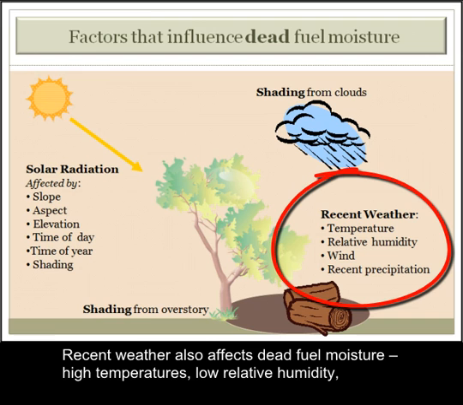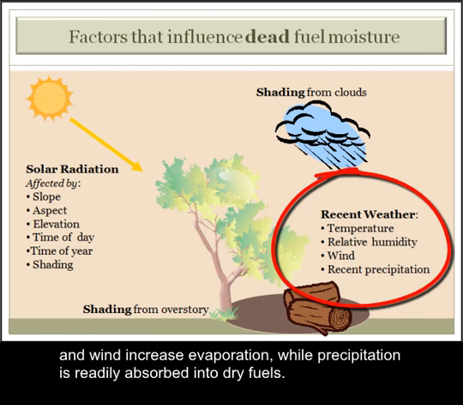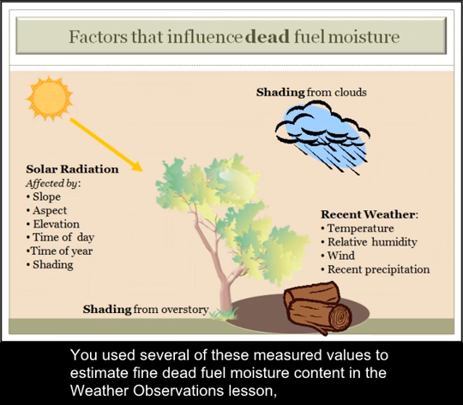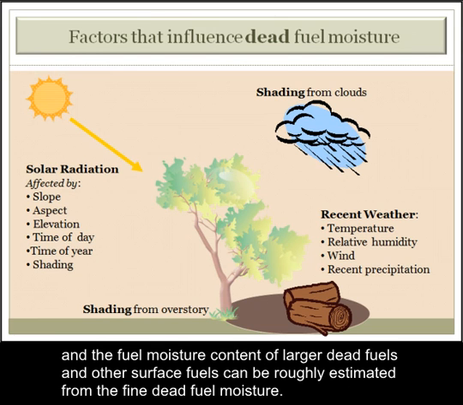Heating from the sun is also affected by the shading over the fuels from clouds and overstory vegetation. Recent weather also affects dead fuel moisture. High temperatures, low relative humidity, and wind increase evaporation, while precipitation is readily absorbed into dry fuels. These variables, such as air temperature, relative humidity, shading, etc., can easily be measured or estimated in the field. You used several of these measured values to estimate fine dead fuel moisture content in the weather observations lesson, and the fuel moisture content of larger dead fuels and other surface fuels can be roughly estimated from the fine dead fuel moisture.